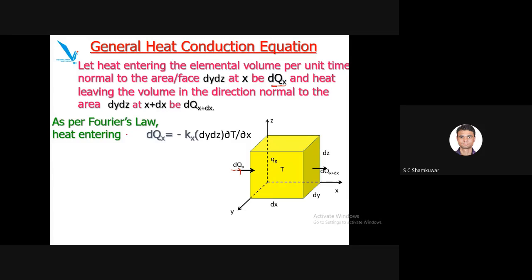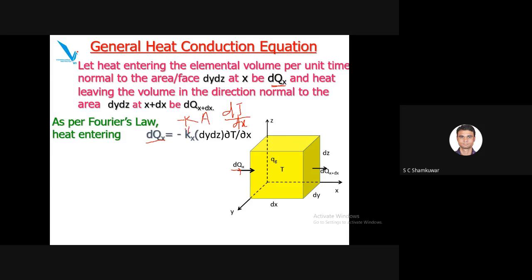So as per Fourier's law, can you calculate the heat entering, dqx? Why are we taking d? Because it is a very small heat. So can you calculate dqx in the x direction? Yes, we can calculate dqx by using Fourier's law. It will be minus kA dT by dx. This is Fourier's law.